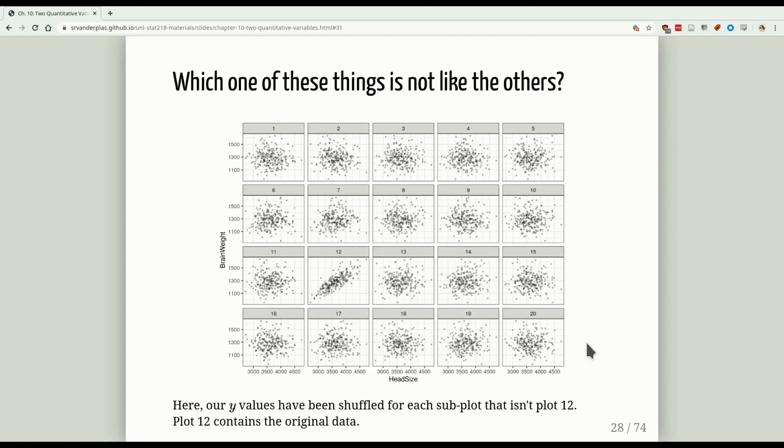All right, so again, here, plot 12 contains the original data. You can get a sense of what shuffling y looks like, because as soon as you shuffle y, the linear relationship between x and y goes away, right? And we end up with this cloud of points that just kind of looks random and somewhat boring. All right.